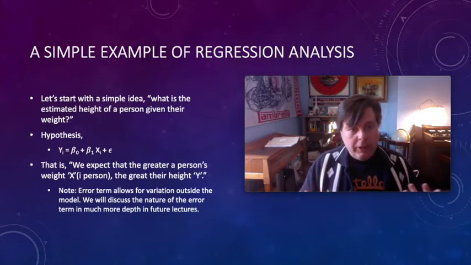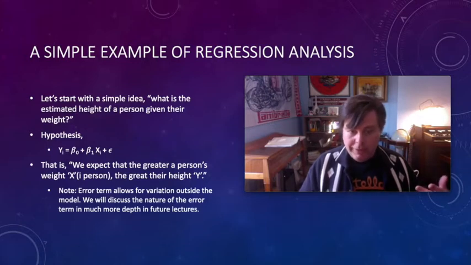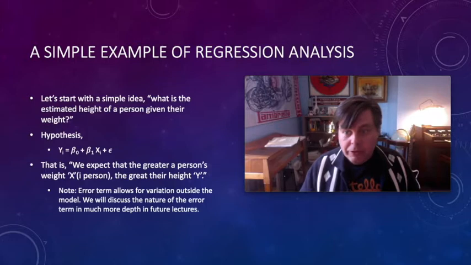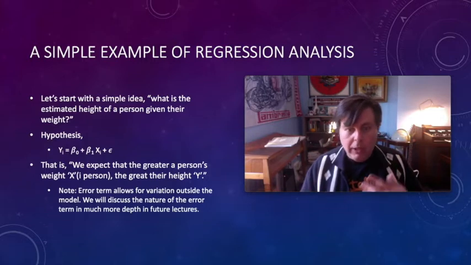Getting towards the end here already, start with the simple idea of regression analysis. What is the estimated height of a person given their weight? Our hypothesis is that we expect the greater a person's weight, x, the greater their height, y should be. Note there's an error term in here. We allow for variations. Obviously, height alone is not going to determine weight, or weight alone is not going to determine height.